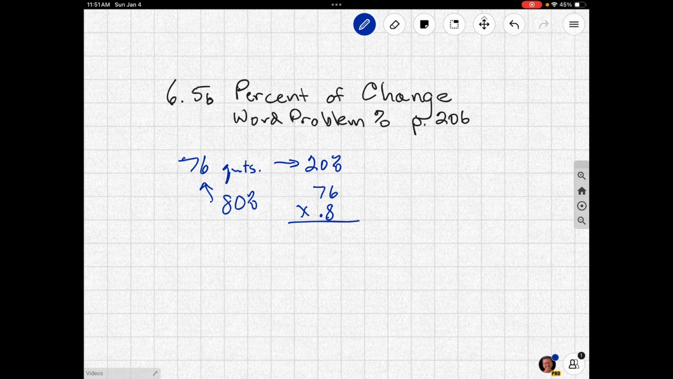And then 6 times 8 is 48. Regroup with the 4. 56 plus 4 is 60. And then we got to move over 1 spot to get 60.8. So 60.8 quarts would be left after you take that 20% off. Okay, that's it.